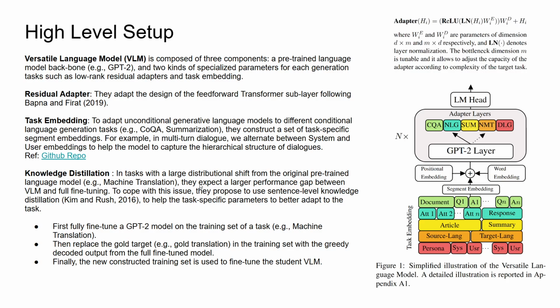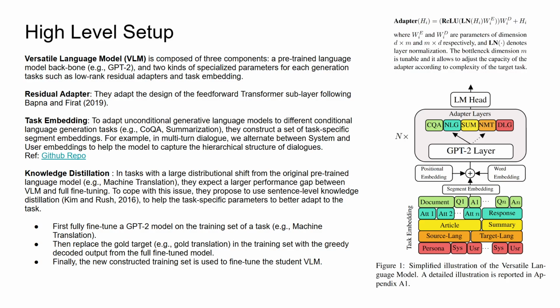So at a very high level, their idea is that the model's output distribution can be very different from what the data set is. So maybe the model writes more like an old person while the data set was created by a bunch of young people. Just an example. So what they do is they first fully fine-tune a GPT-2 model on the training task, so for instance, machine translation or summarization. Then they replace the gold labels, which is the original labels which they have in the data set, with the greedy decoded output from the fully fine-tuned model.